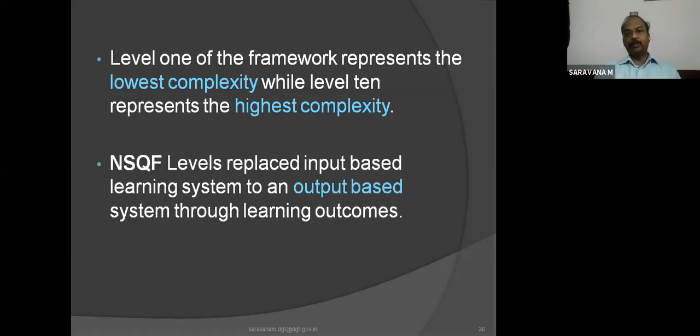So this is output based. Previously the syllabus was input based, and now it is output based. An output based syllabus has great advantages for the trainers as well as the trainees. NSQF levels replaced the input based learning system with an output based system through learning outcomes. Learning outcomes play a very important role in achieving the instructional objectives or general objectives.